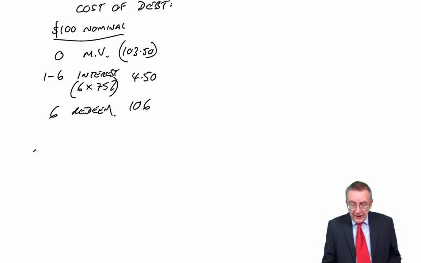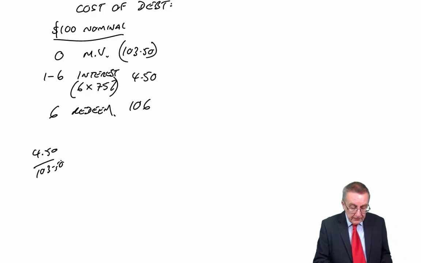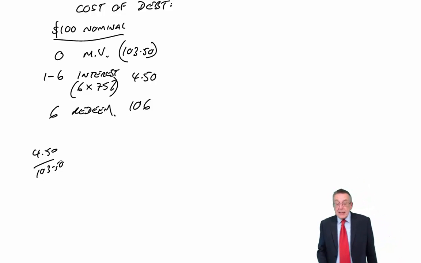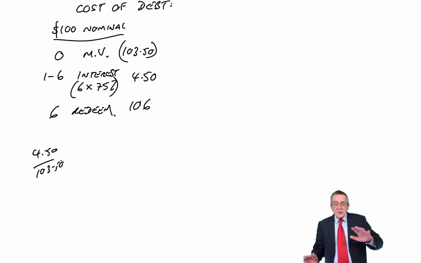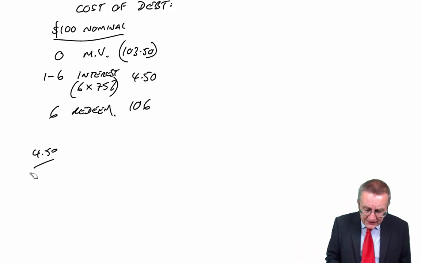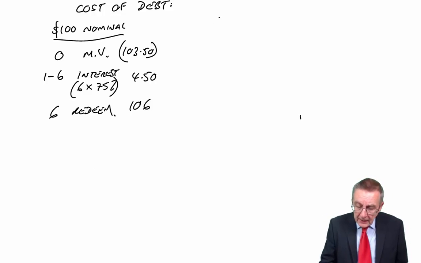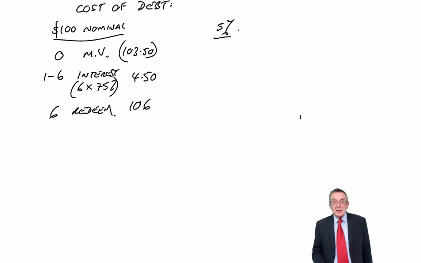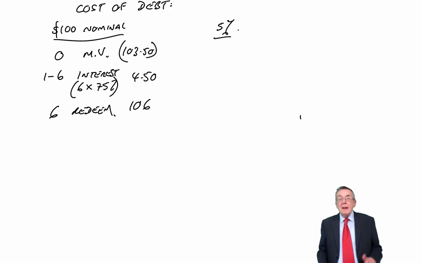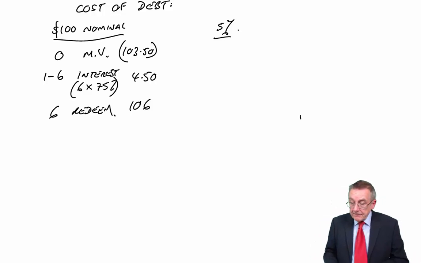I say, oh well, $4.50 a year on 103.50. What percent does that come to? It comes to 4.3%. The answer is not going to be 4.3 because of the redemption, but it's somewhere in that sort of size. I'll make my first guess at 5%. So let's guess at 5% and see what we get, and then I'll make a second guess.